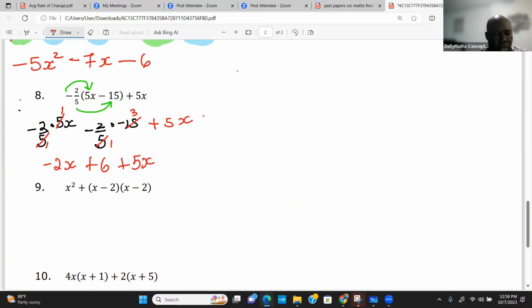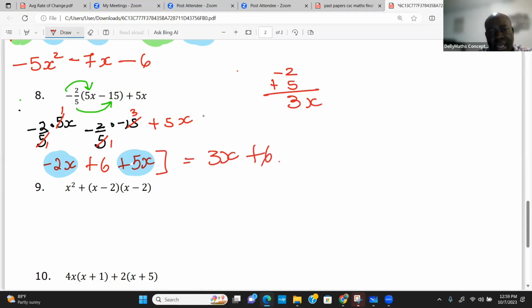Now, at this moment, we want to put together everything. Finally, we could combine these terms because they're alike. They're both x. So there's a -2, there's a +5. And this is going to work out to +3x. So the final response is equal to +3x with a +6. And there we go.